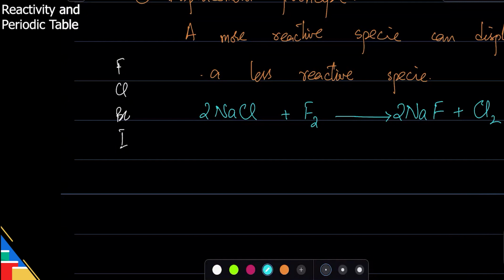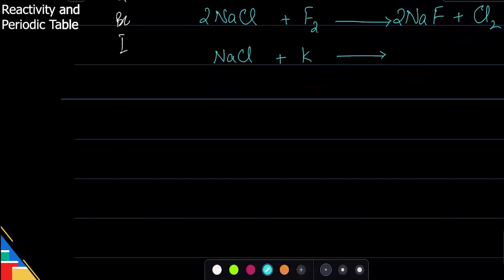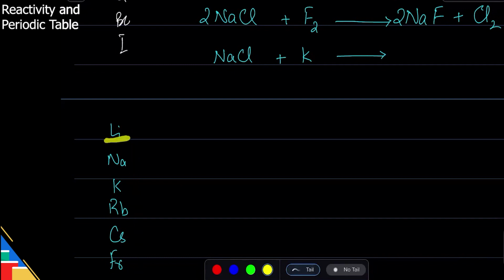Let's say I have sodium chloride and I reacted it with potassium. Now, in the periodic table, we have lithium, sodium, potassium, rubidium, cesium, francium. Now, metals: small atom, very big atom. Easier to lose electron here, difficult to lose electron here because it's a small atom. So this one is less reactive. This is very highly reactive, extremely reactive.